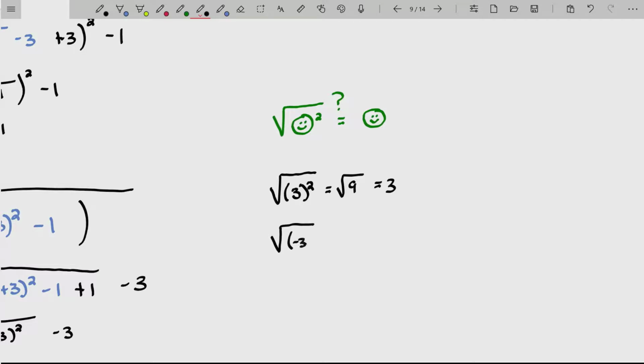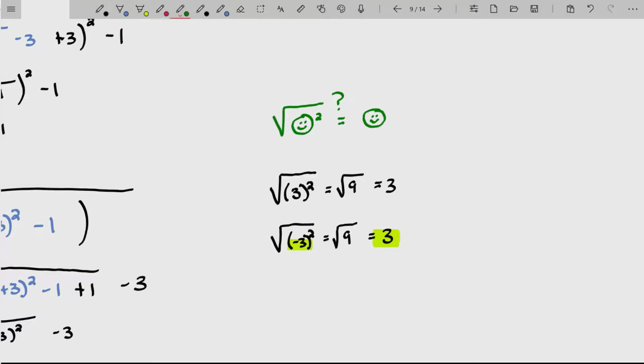Square root of the quantity of negative 3 being squared. Well, negative 3 squared is 9. Square root of 9 is not negative 3, it's 3. Notice that negative 3 is not the same as positive 3. So in this case, the square root and the square did not cancel each other out. Or if they did, it was at a cost. The cost was forcing an absolute value.